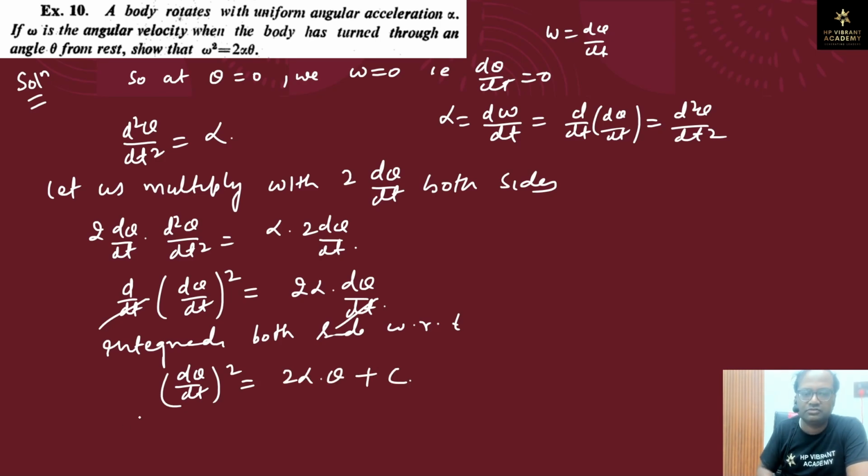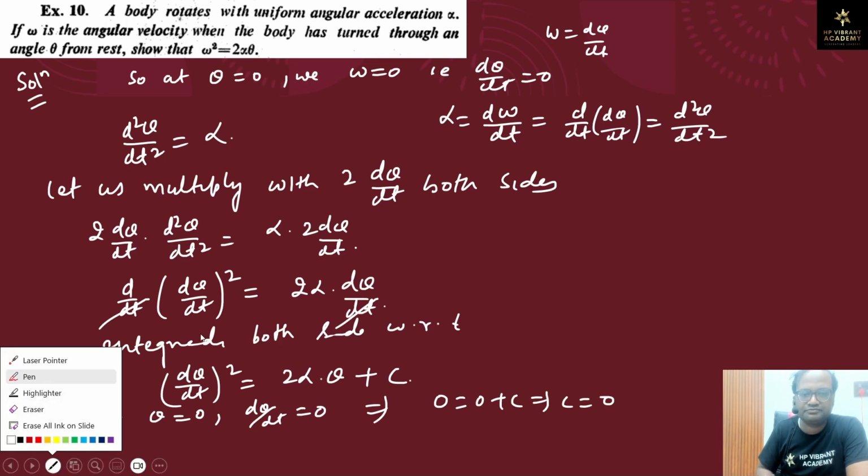So (d theta upon dt) whole square is equal to 2 alpha into theta plus constant of integration. At theta is equal to 0, the particle is at rest, along the initial line. So d theta upon dt is equal to 0 because angular velocity is 0. This implies 0 is equal to 0 plus c. This means c is equal to 0.